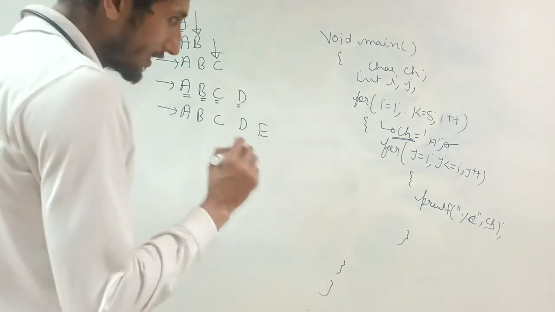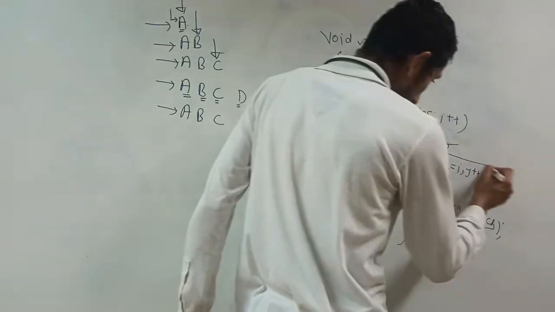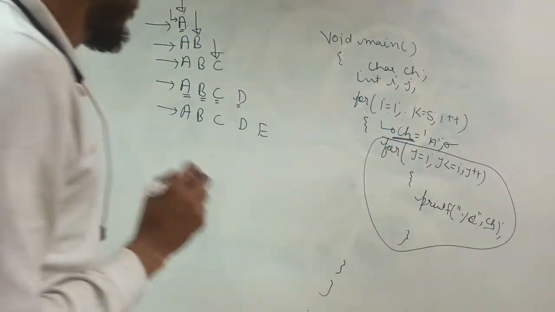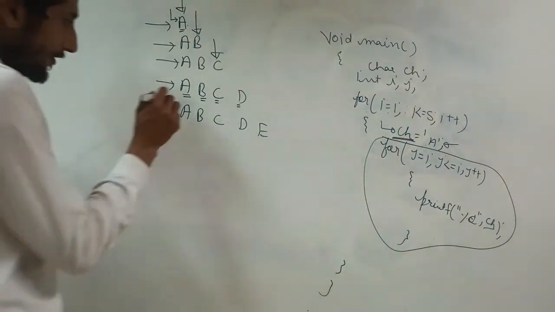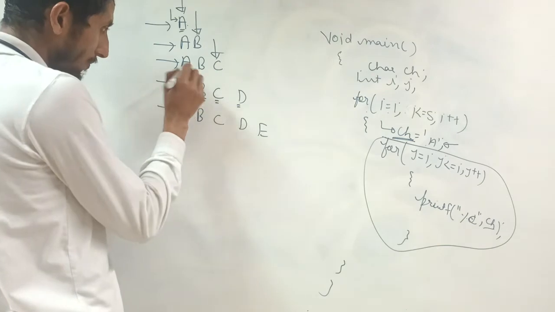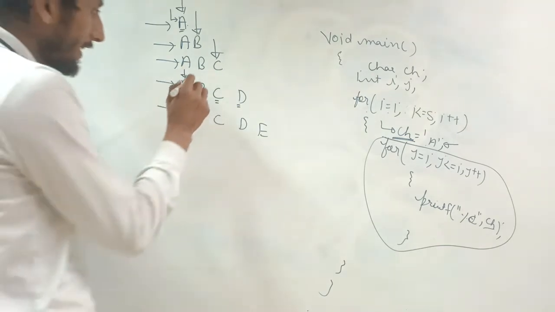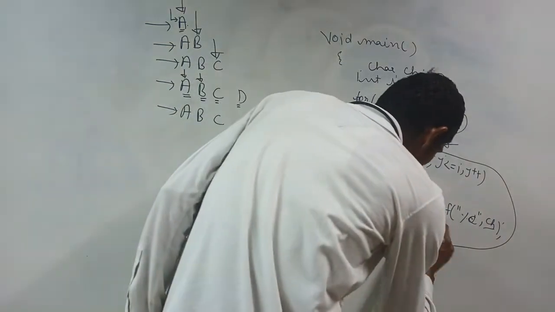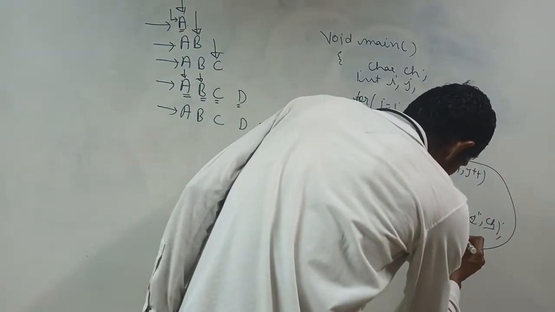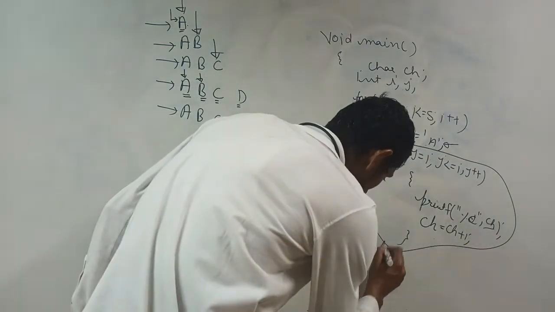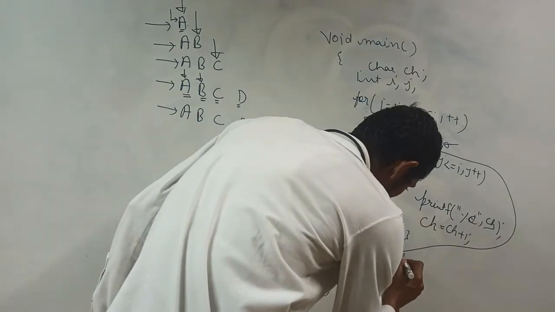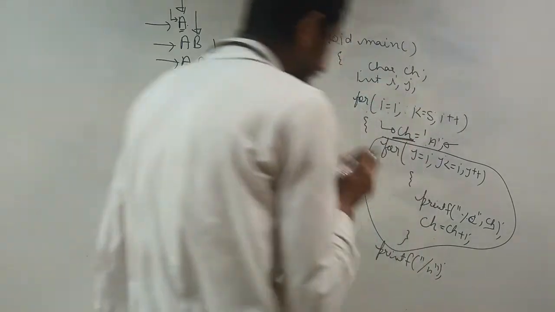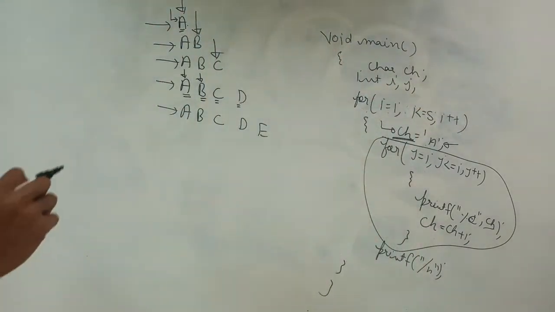It means in a single row, every time a character is printed, next time it will be incremented by 1. So what is going to happen? I have to increment the value of ch by 1, and I have to put \n in order to move the cursor to the next line. So let me explain the program.